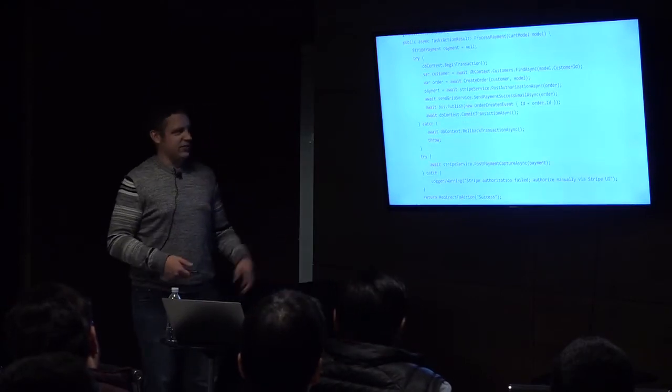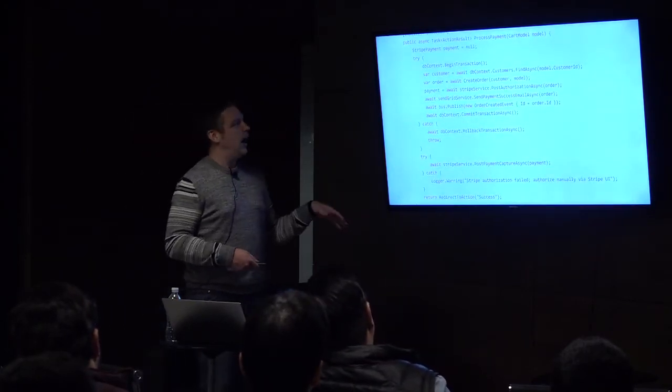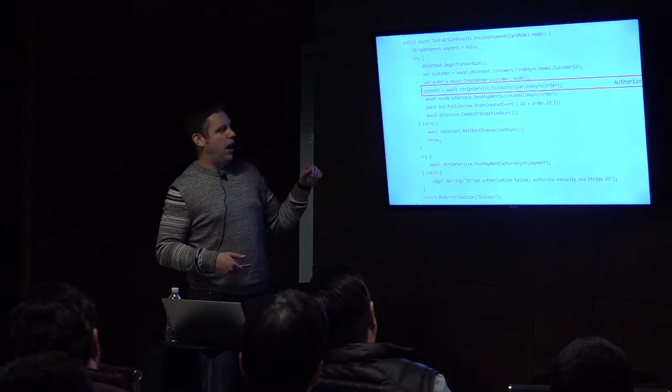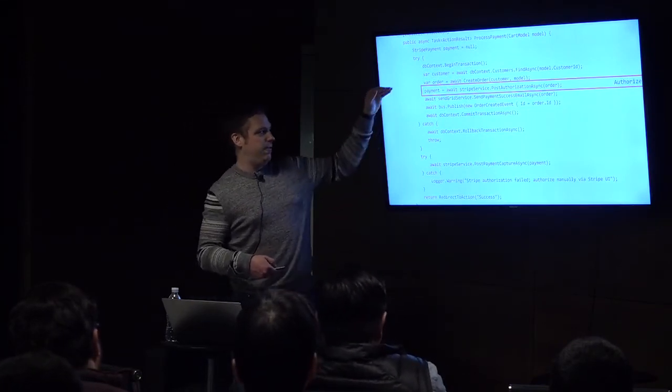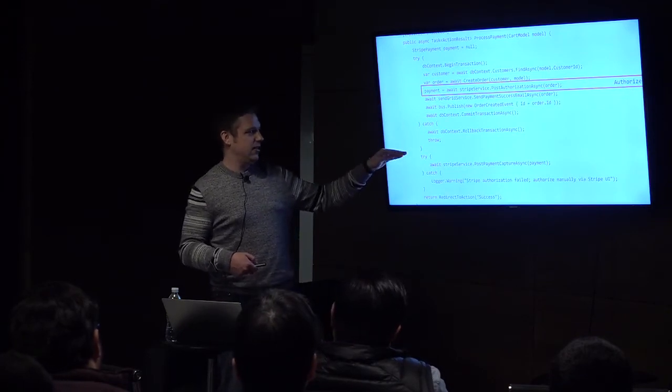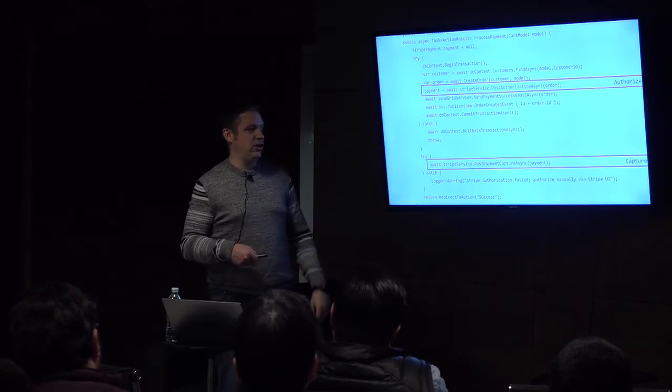So it looks something like this. The code's getting more complicated, I know, where we would initially post an authorization to Stripe, and then if everything succeeds, then down here we'll actually capture the money from them.